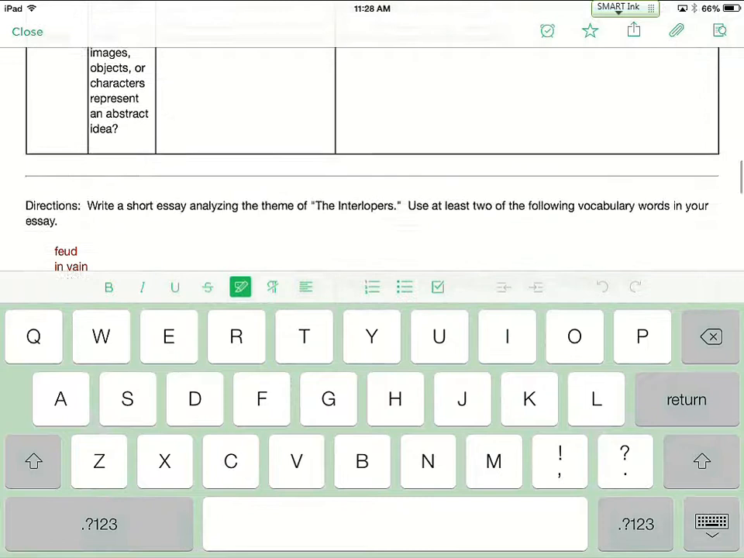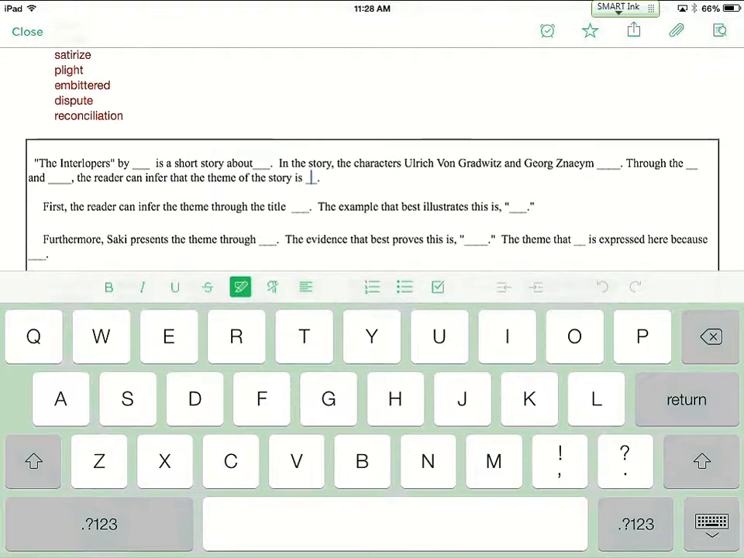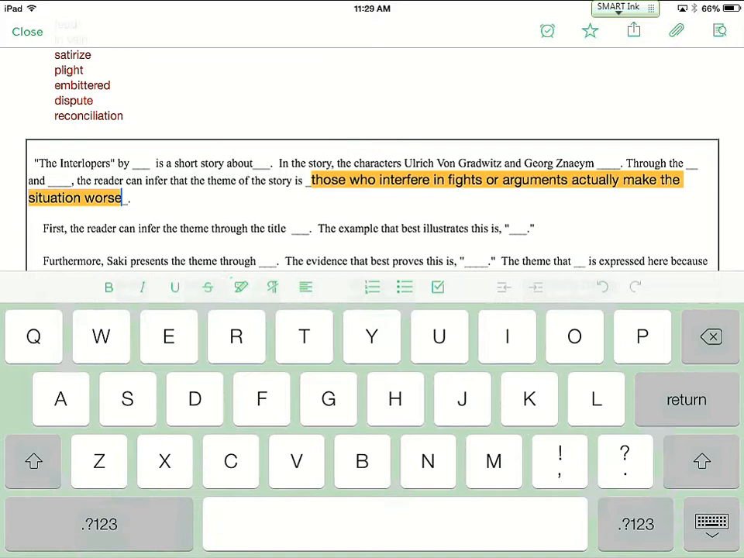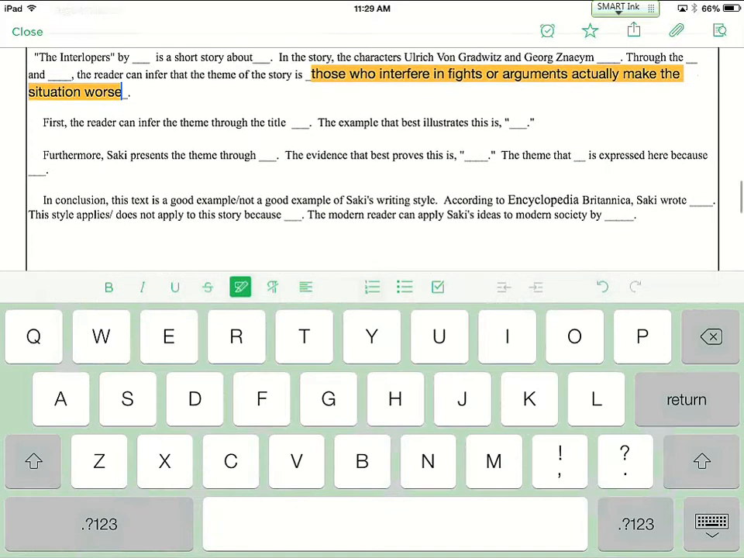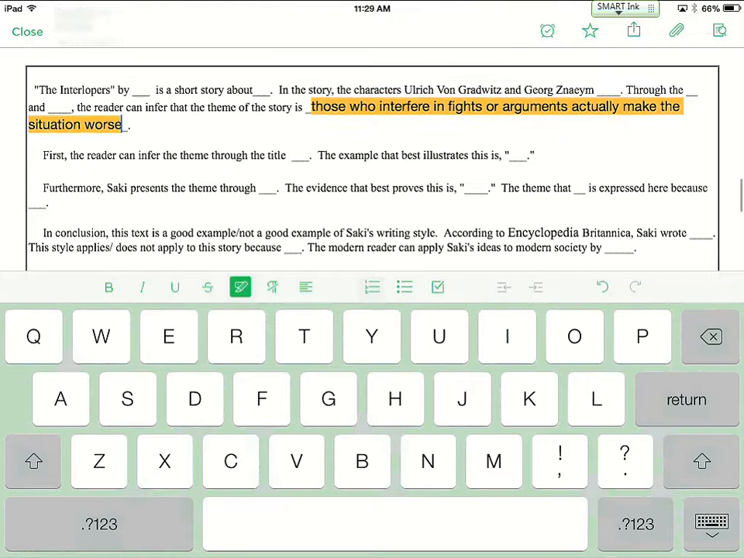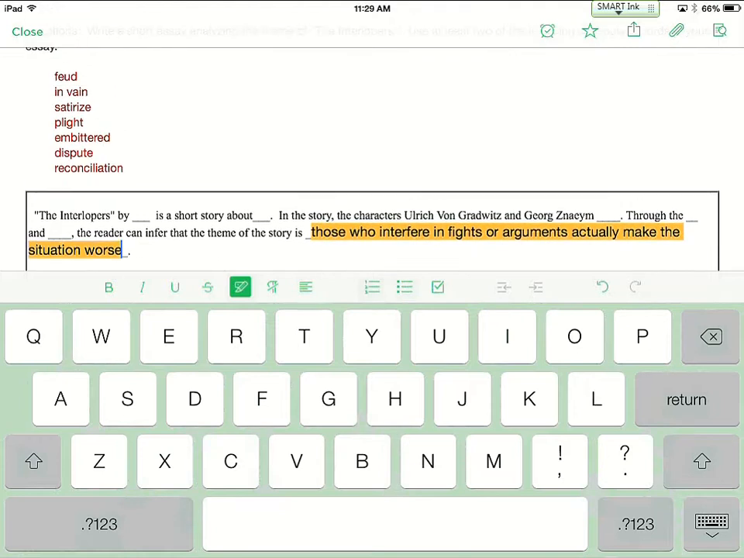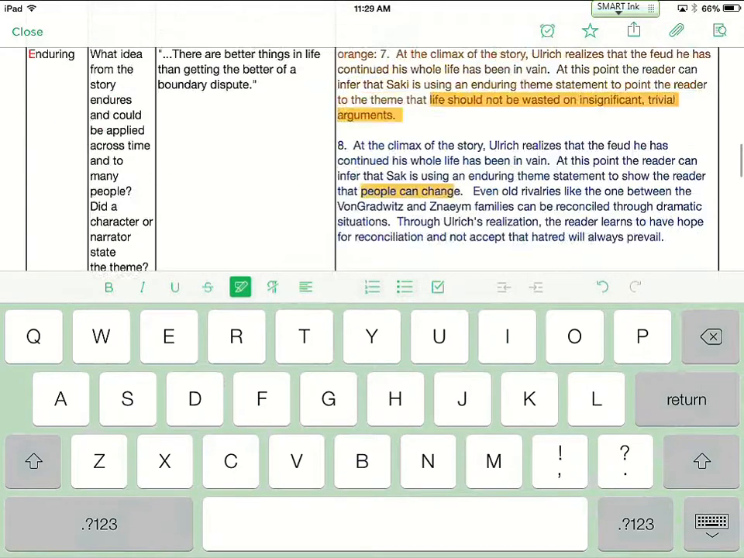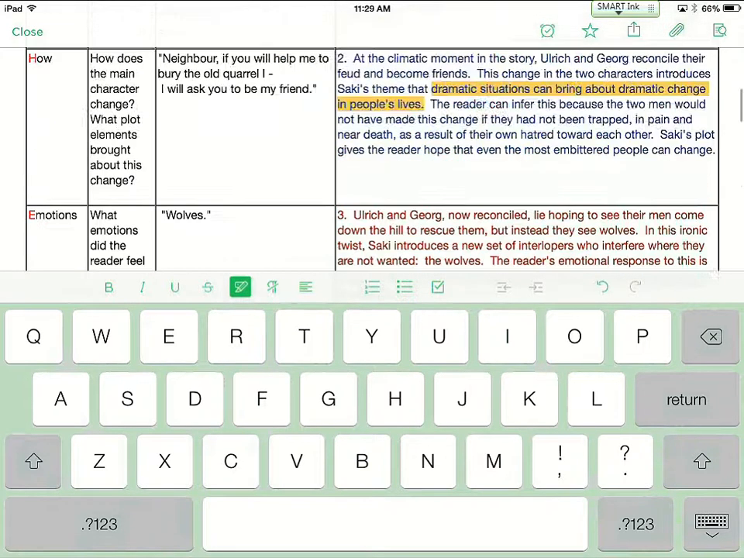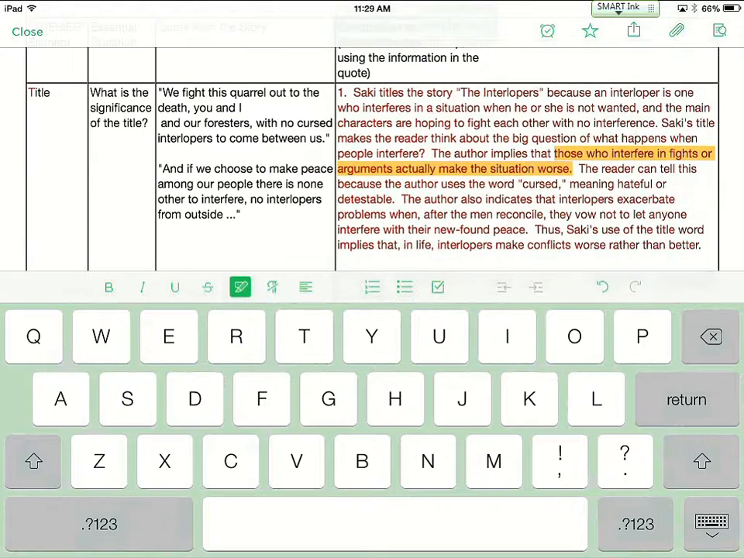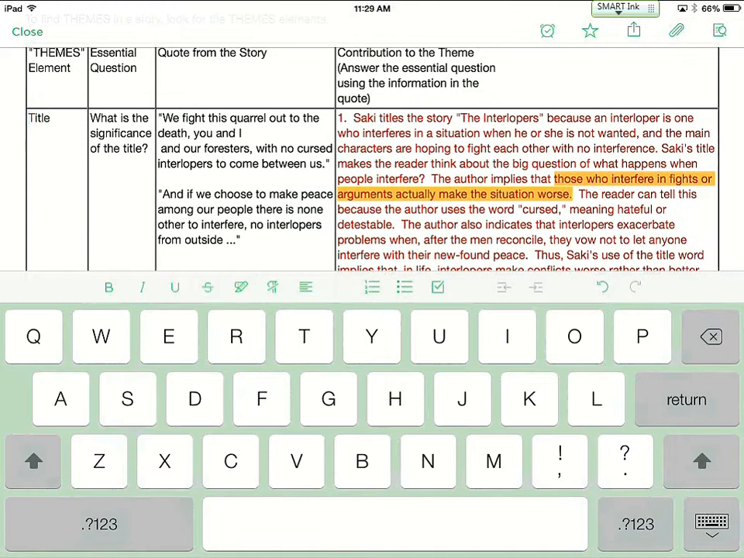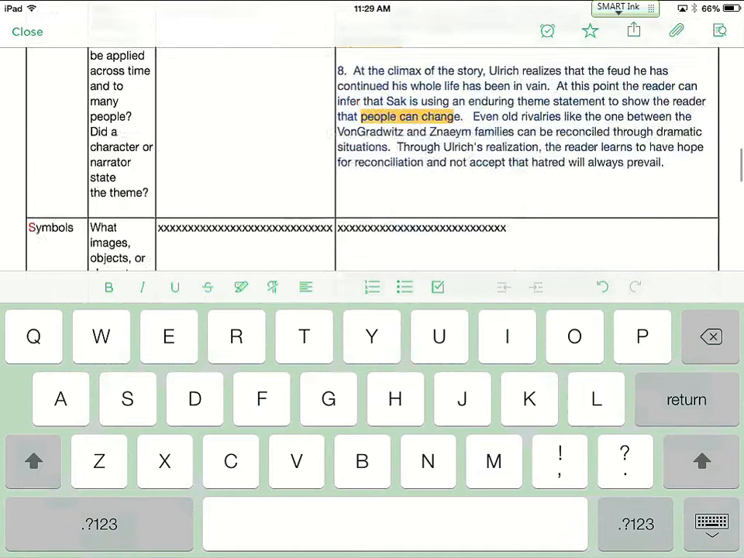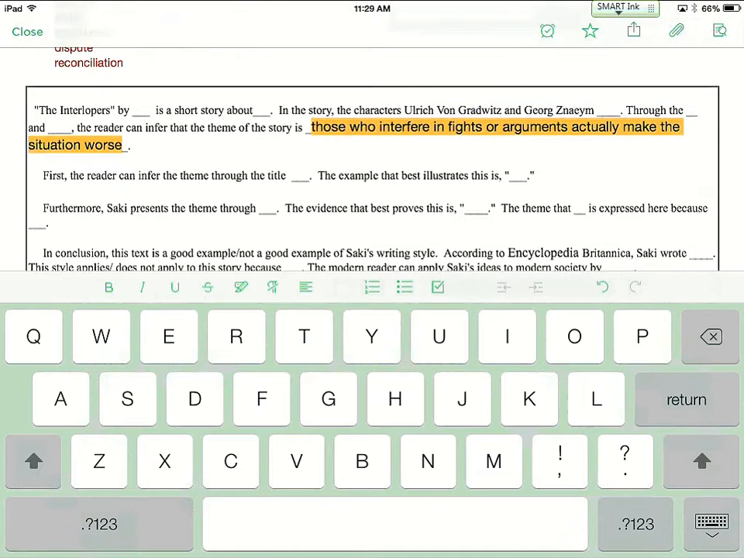Now the thesis is the last sentence of the introduction. As you read the rest of that sentence, you'll see it says, through the blank and blank, the reader can infer that the theme of the story is, those who interfere in fights or arguments actually make the situation worse. The two blanks are for the thematic element where you found your evidence. For example, the first red evidence comes from the title. So in the first blank of my thesis, I will say through the title.